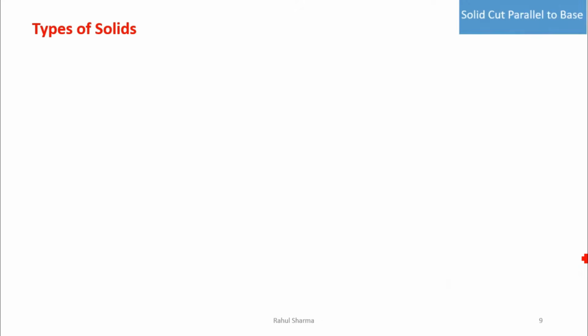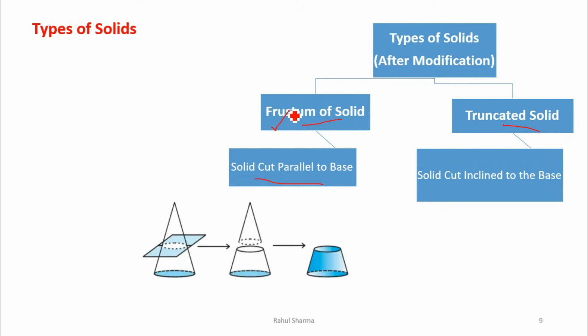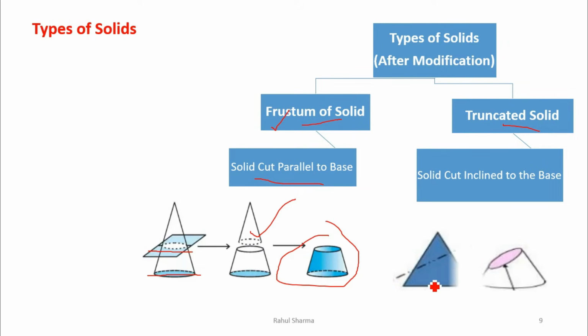Now we will see a few more solids. We get these solids when we modify a solid. When we cut a solid, we get two types of solid: frustum of a solid and truncated solid. So what are these? When we cut a solid parallel to the base, it is known as a frustum of the solid. For example, we have this cone. We cut this cone parallel to the base, from any point, and then we remove this part. After that, the remaining part, this one, is known as a frustum of a cone.